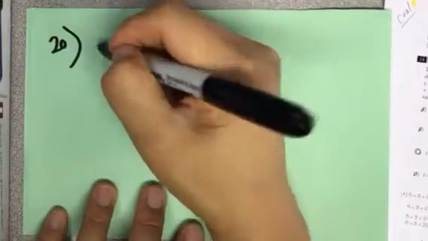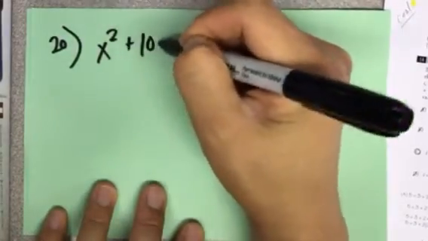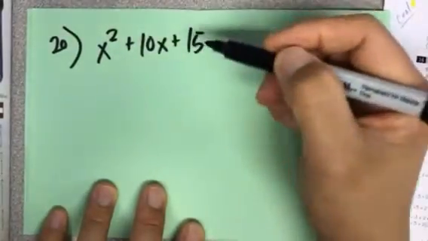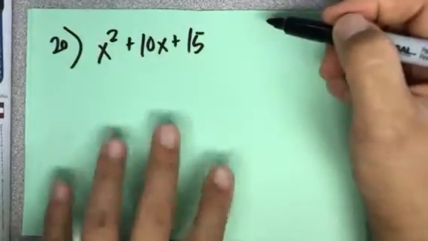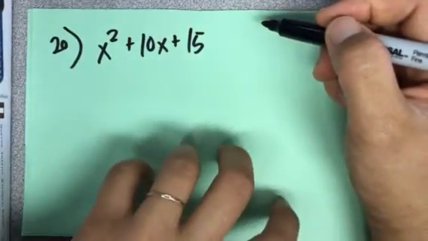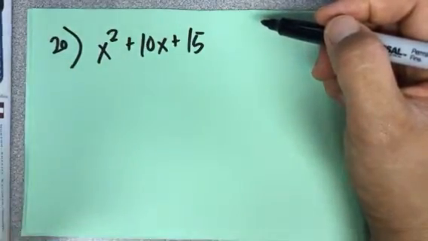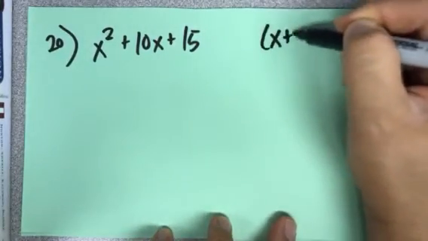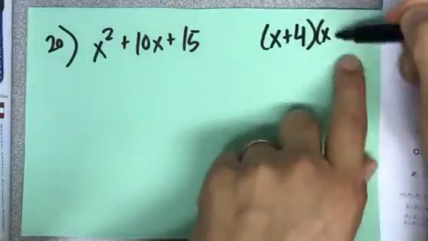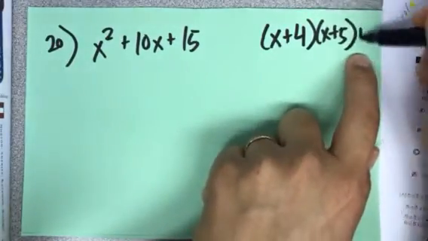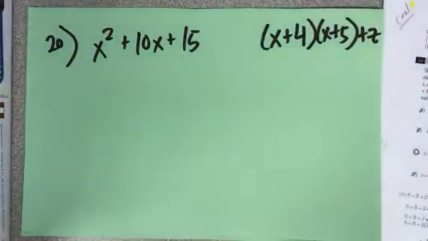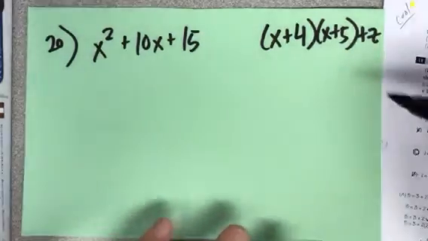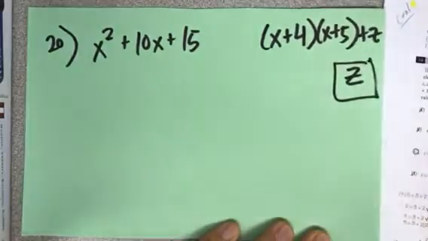And then the last one now is going to be number 20. Okay, number 20 gives you this expression, x squared plus 10x plus 15 can be factored into. So when it says it can be factored into, I want you to understand that that basically means it's equal to. So this whole thing is equal to x plus 4 times x plus 5 plus z. Okay? They want to know what is z. In the end, we need to find what is z.